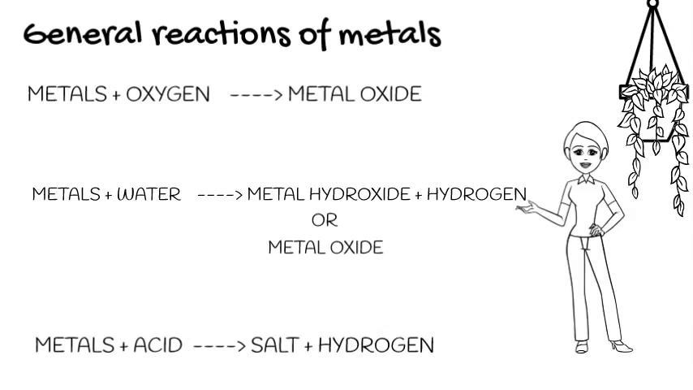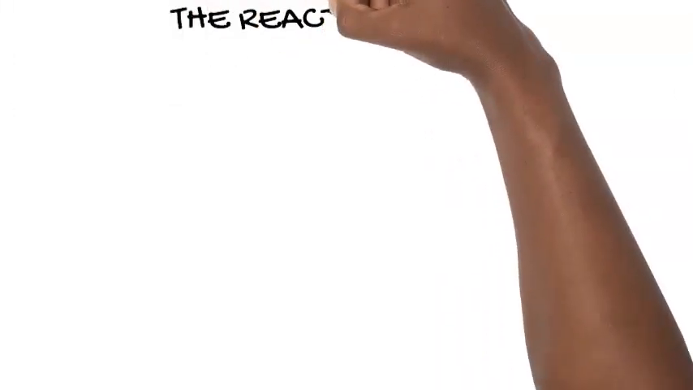And finally, if I add an acid to a metal, I get salt and hydrogen. For example, calcium plus hydrochloric acid will give us calcium chloride, which is neutral, plus hydrogen gas.